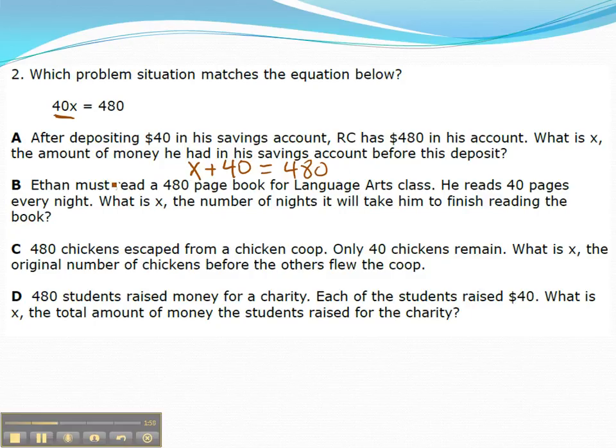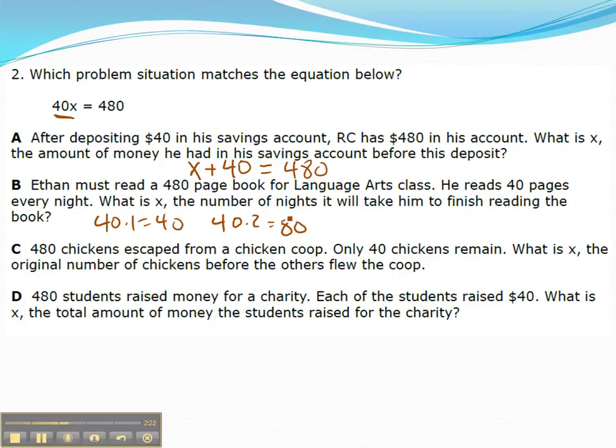Answer choice B says Ethan must read a 480-page book for language arts class. He reads 40 pages each night. What is X, the number of nights it will take him to finish reading the book? So if he reads 40 pages a night, if he reads for one night, 40 times 1, he would read 40 pages. If he reads for 2 nights, 40 times 2, he would read 80 pages.